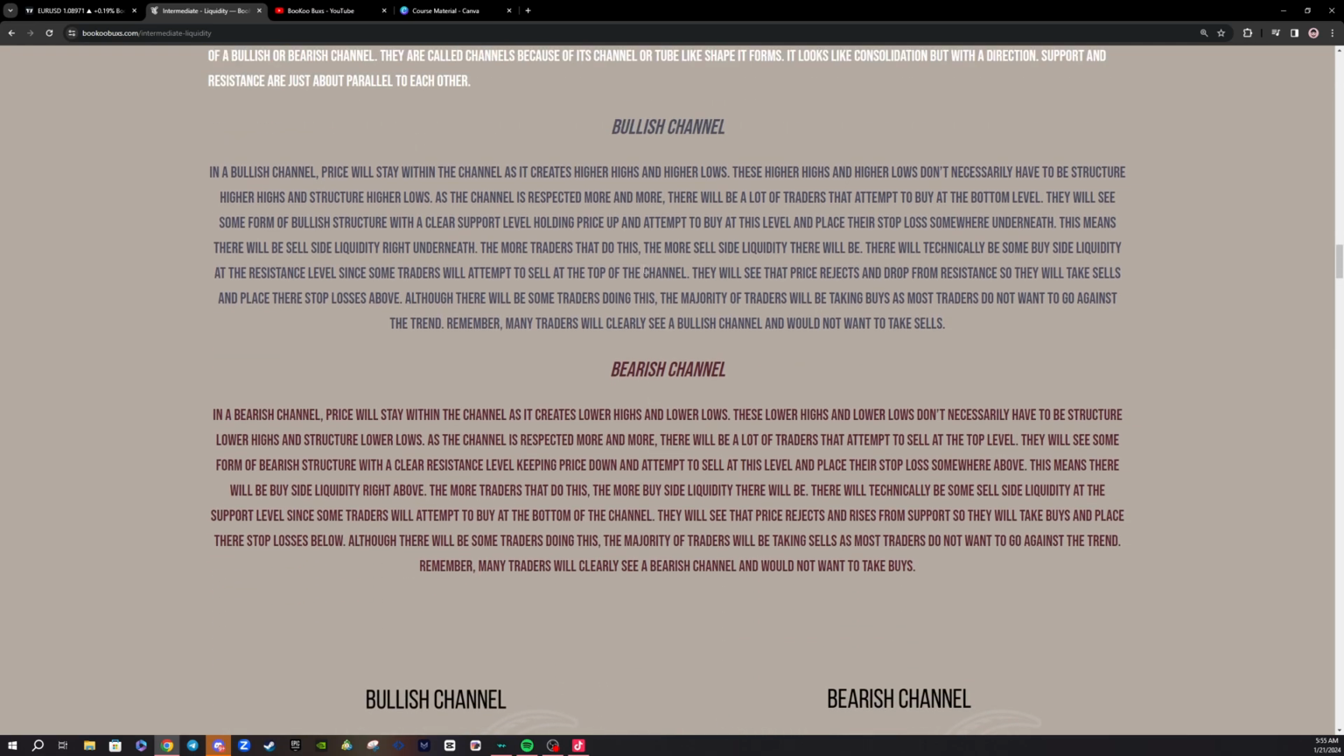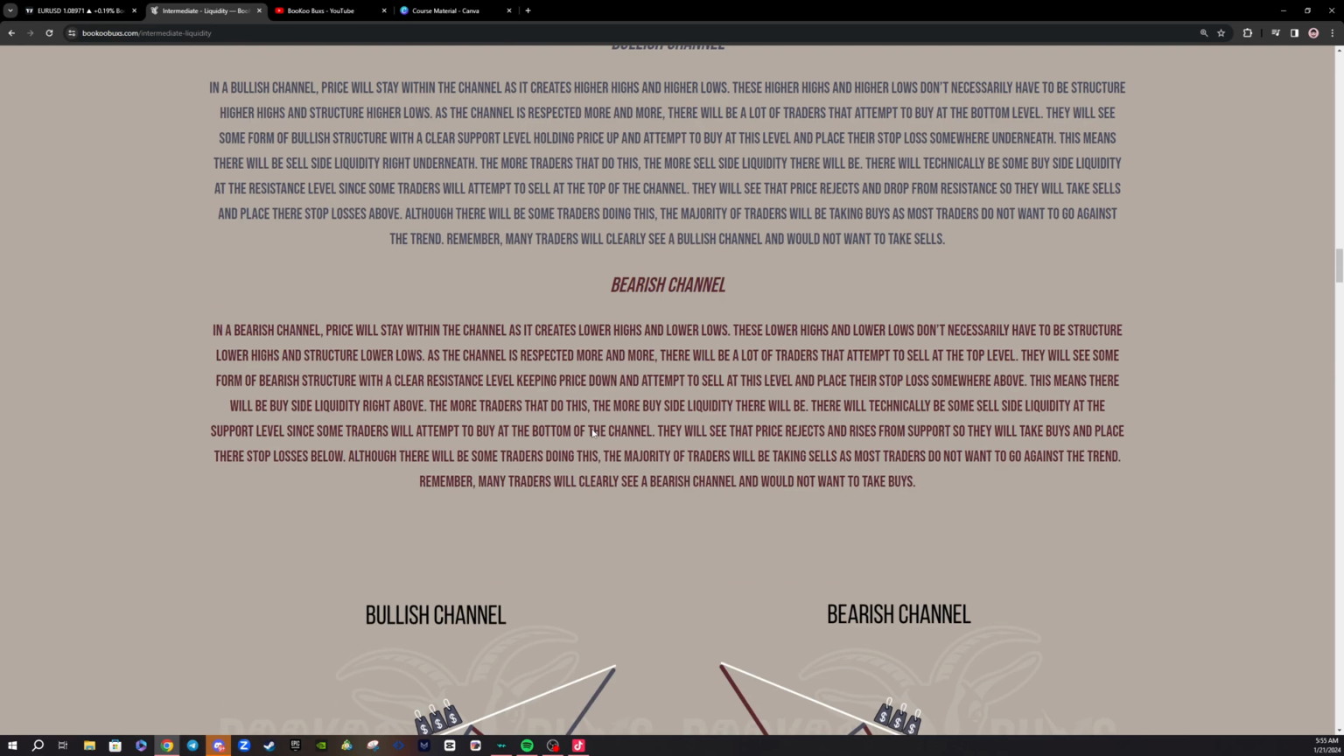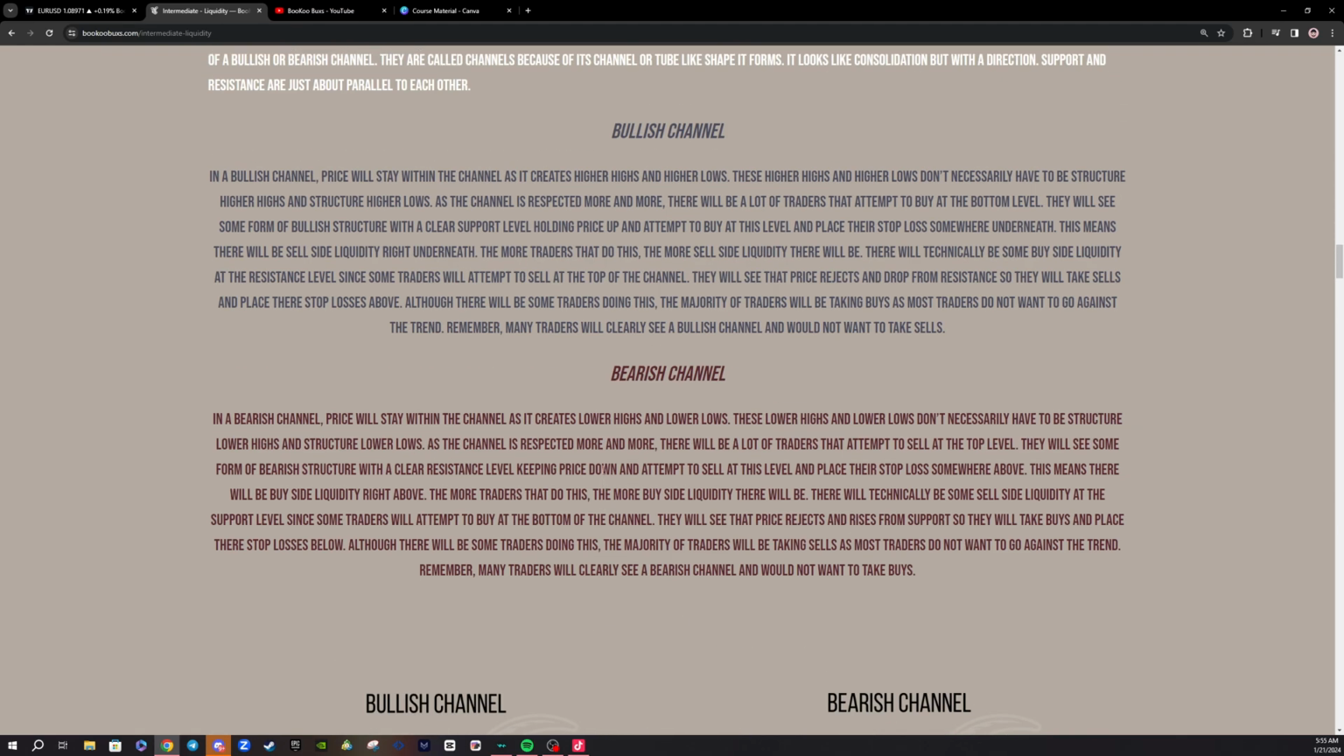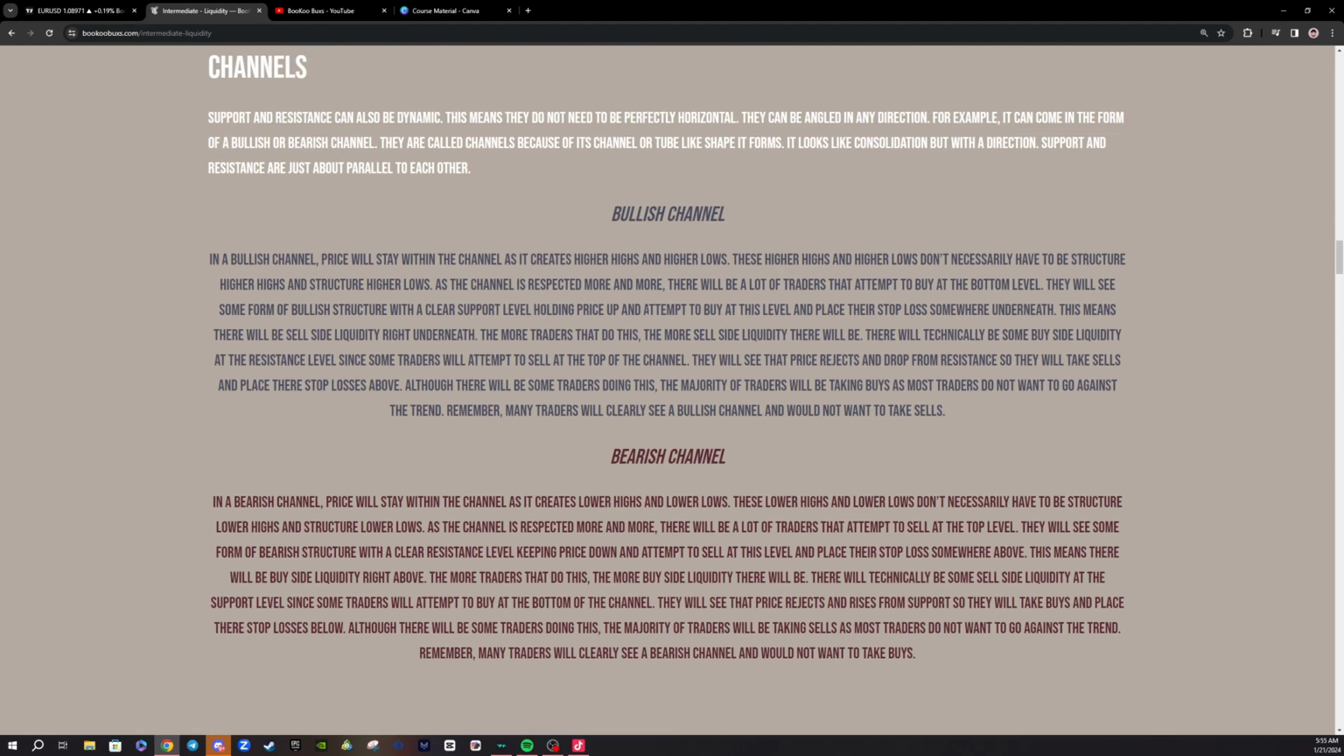I probably won't read all this. I'll read the first one to refresh my memory, what I say, and then I'll break this down. So a bullish channel. In a bullish channel, price will stay within the channel as it creates higher highs and higher lows. These higher highs and higher lows don't necessarily have to be structure higher highs and structure higher lows. As a channel is respected more and more, there will be a lot of traders that attempt to buy at the bottom level. They will see some form of bullish structure with a clear support level, holding price up and attempt to buy at this level and place their stop loss somewhere underneath.